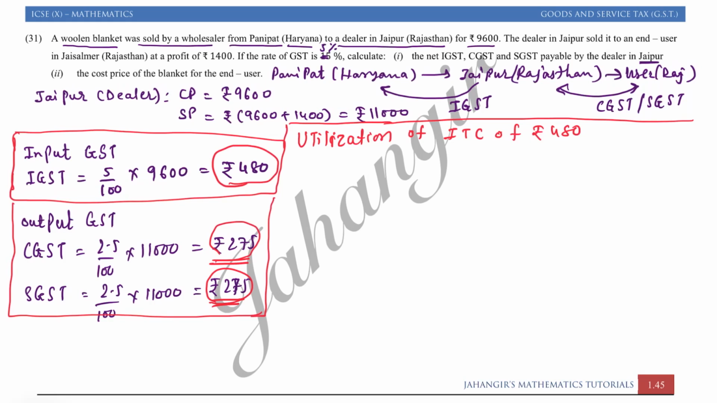But the credit is with IGST, with integrated GST. So how is this used? IGST tax goes to the central government, we know, and CGST tax also goes to the central government. So the central government will directly deduct its 275 from 480 rupees. So in CGST, rupees 275 is utilized.